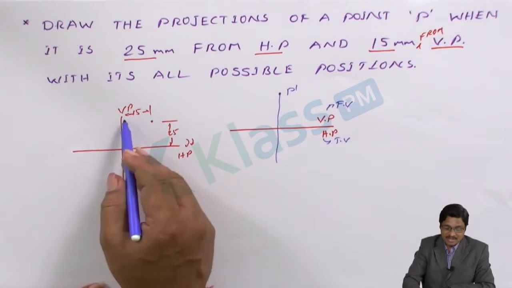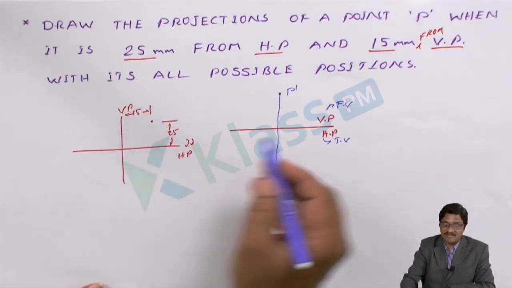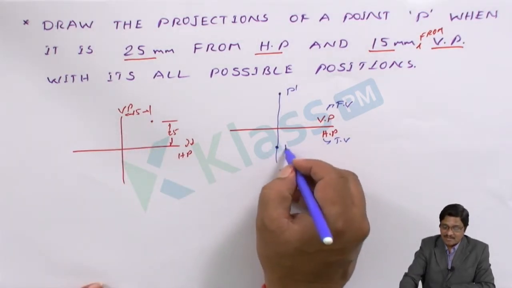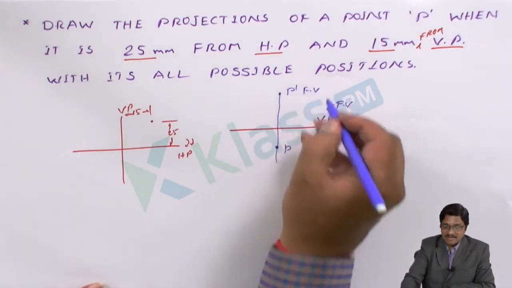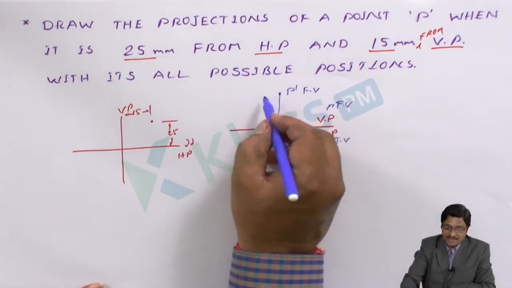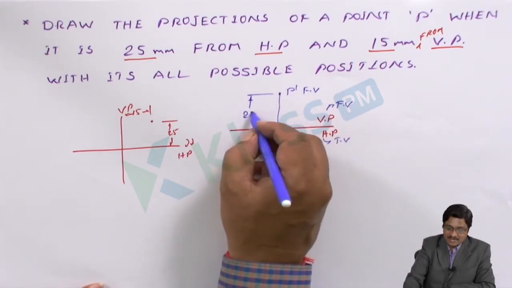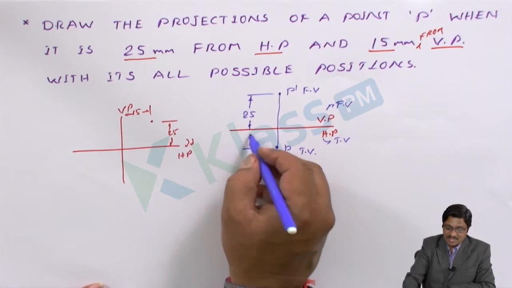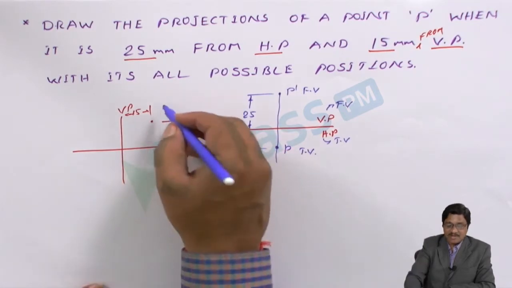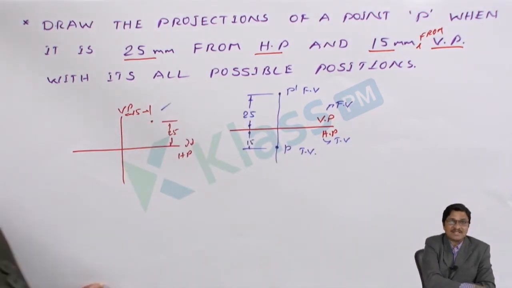It is the vertical plane. So what vertical plane details do we have? 15 mm in front. So simply measure 15 mm and mark the top view. So this is the front view and this is the top view. After that, show the dimensions. The dimension above is 25 and in front it is 15 mm. So one possibility is over. Next I may consider the second possibility.